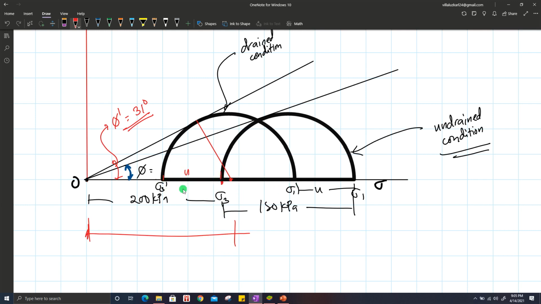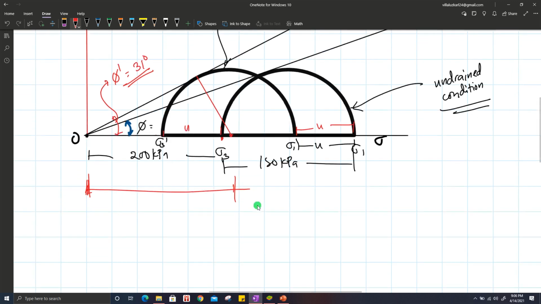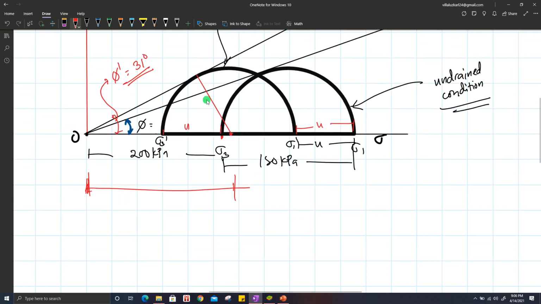Okay? So, ito yung sigma 3', ito yung sigma 3. So, yung difference nila, yun yung pore pressure, which is same lang naman siya dito. Okay? So, hanapin muna natin tong distance nito. So, paano yun mahanap? May given tayo angle of internal friction on drain condition.